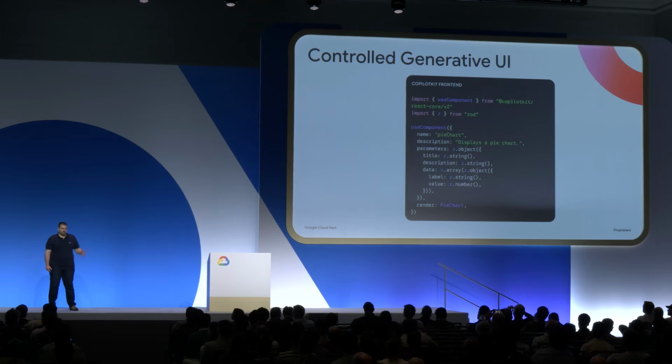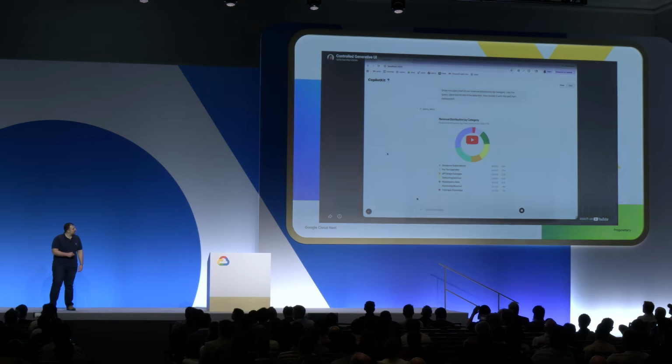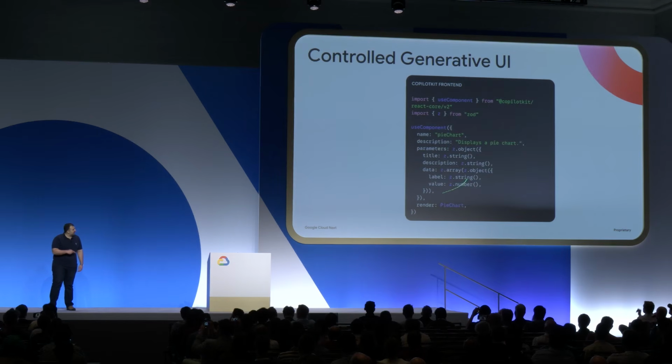Here, for example, we have the use component hook in React, where you define the component and what it's for, the parameters that it requires, and just a React renderer, in this case, a pie chart.